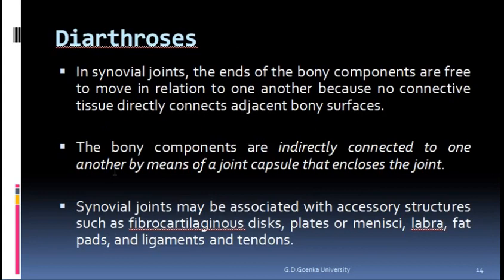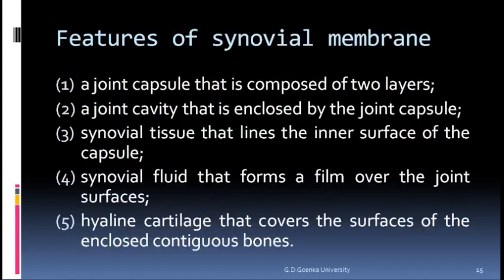Coming to diarthrosis. Diarthrosis is basically a synovial joint in which the ends of the bony components are free to move in relation to one another because no connective tissue directly connects adjacent bony surfaces. The bony components are indirectly connected to one another by means of a joint capsule that encloses the joint. A synovial joint may be associated with accessory structures such as fibrocartilaginous discs, plates or menisci, labra or fat pads, and ligaments and tendons. Now the features of the synovial joint.